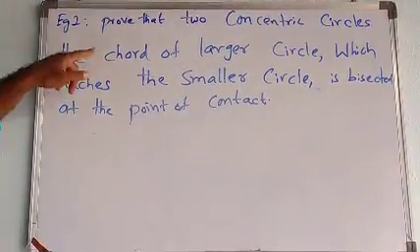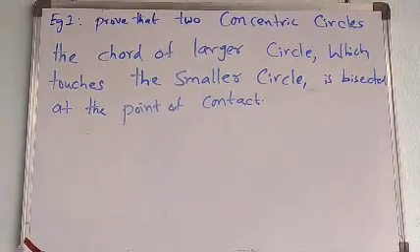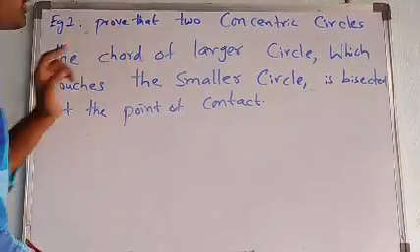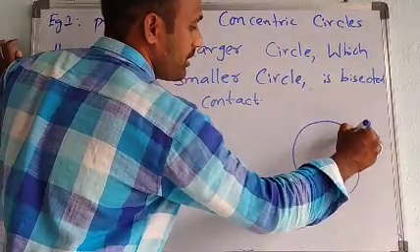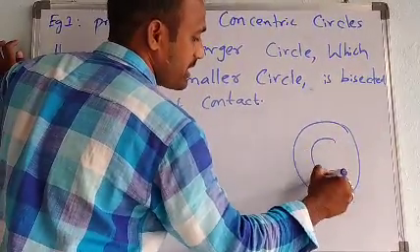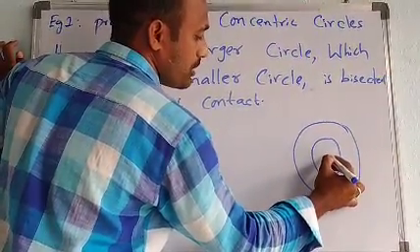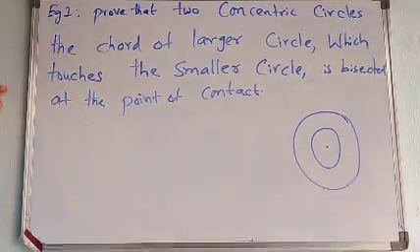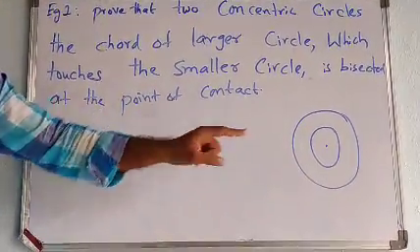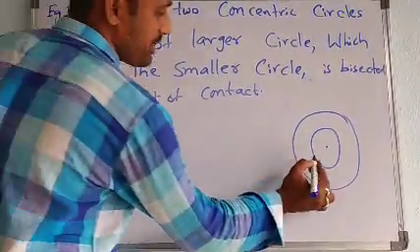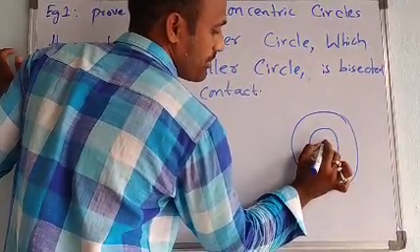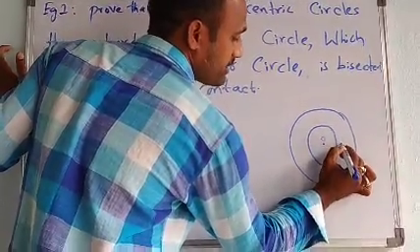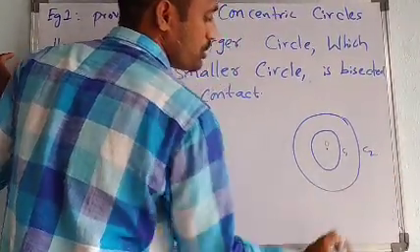Okay, students, here the question is, we have to take two concentric circles. So let me take two concentric circles here. This is the first circle and this is the second circle, C2. So both have the same center. Two circles are said to be concentric circles if they have the same center. Let the center be O. This is circle 1, this is circle 2.